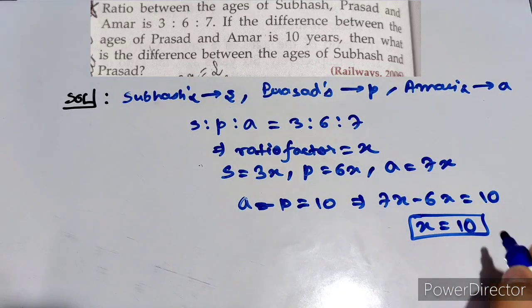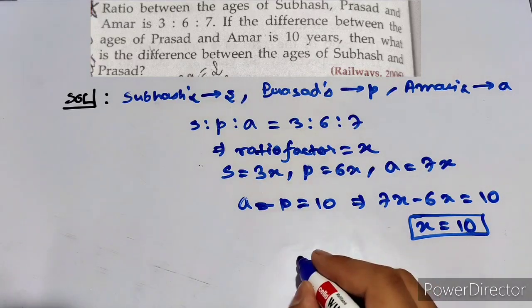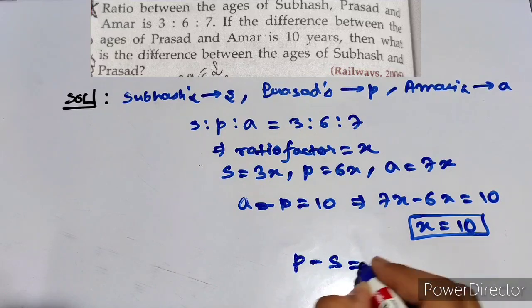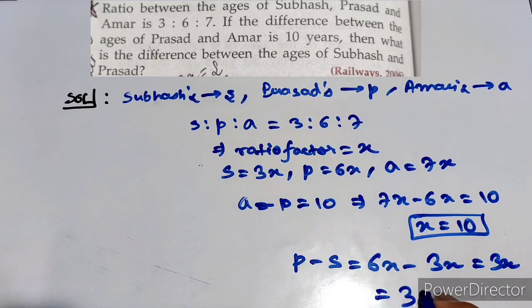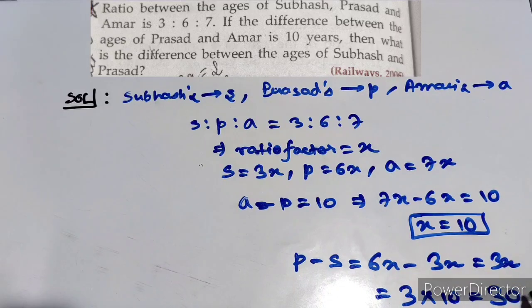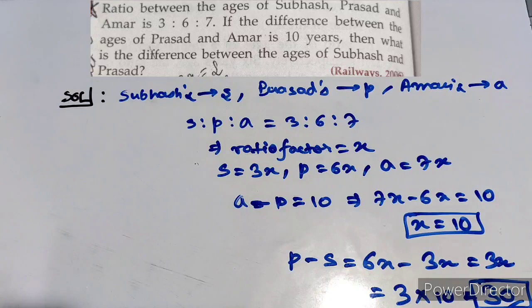Now since we got x, we can find the ages of any of those 3. So the second thing is given. We need to find the difference between the age of Subhash and Prasad. So p minus s, 6x minus 3x equals 3x. So it will be 30. 3 into 10, 30. 30 is the answer. 30 years.